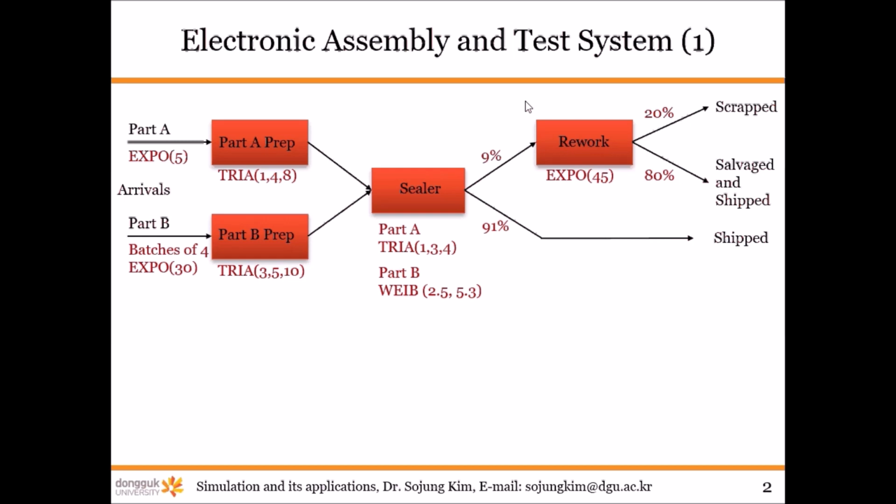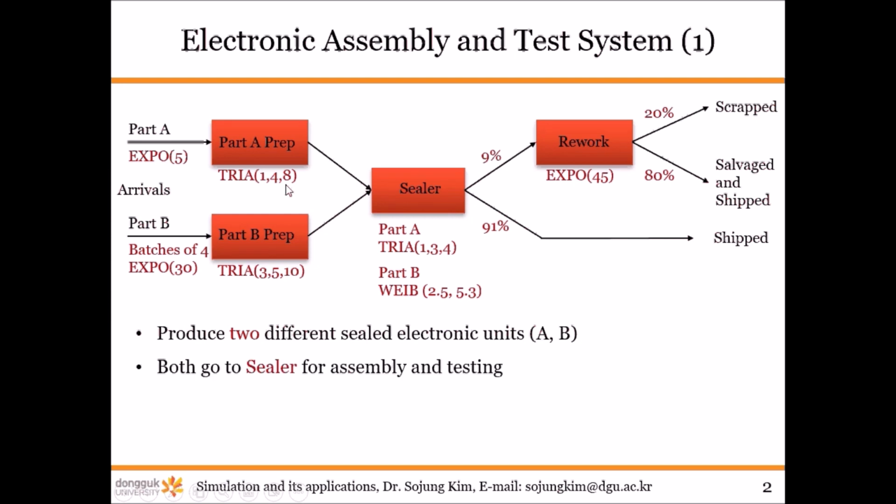So we have two parts, part A and part B, in the system, and these two different parts have different interarrival times. Part A follows the exponential distribution with a mean of 5 minutes. Part B follows the exponential distribution with a mean of 30 minutes, but it has batch arrivals of 4. So 4 entities, or parts, enter the system simultaneously, whenever there is an arrival event.